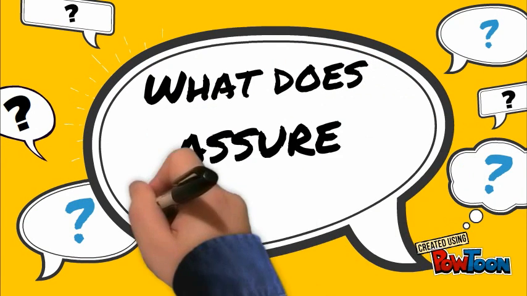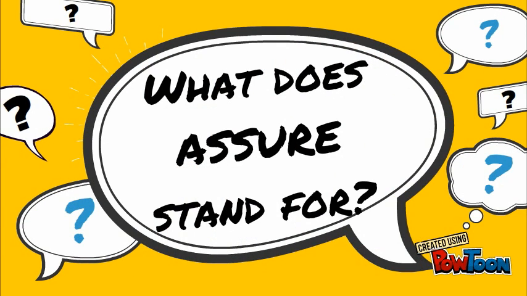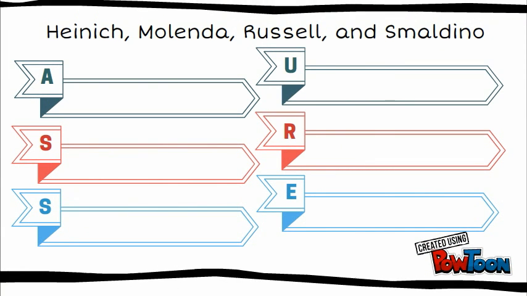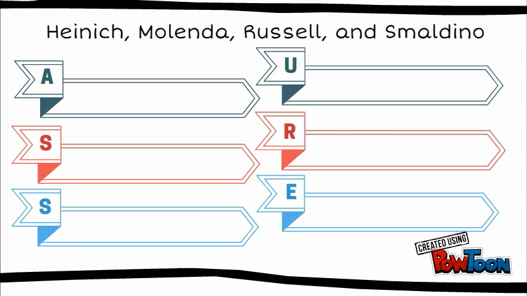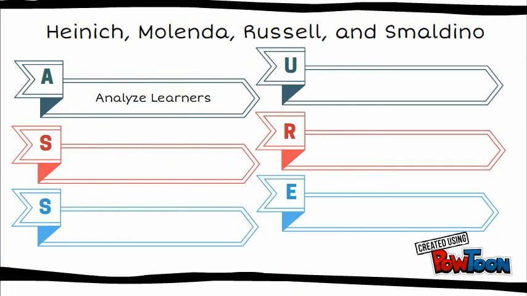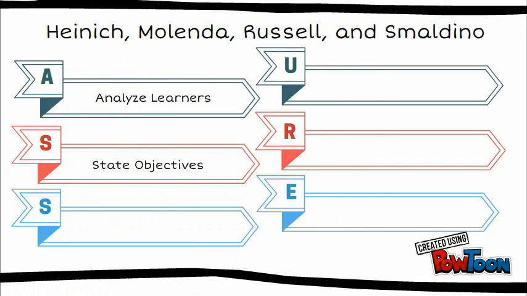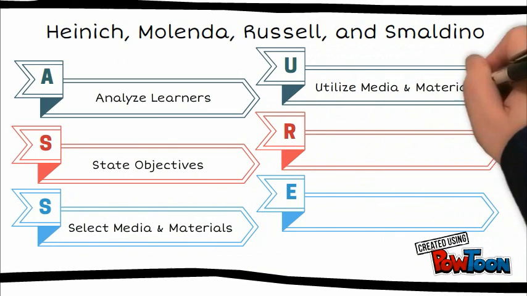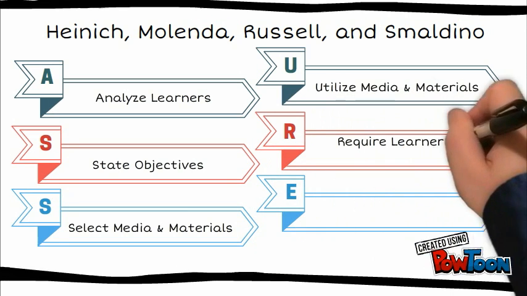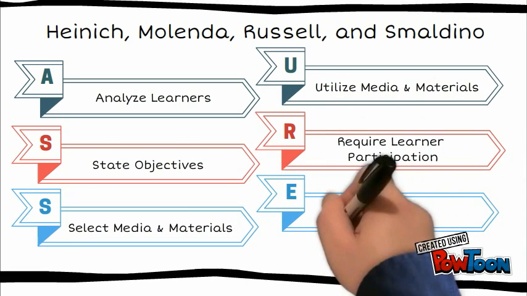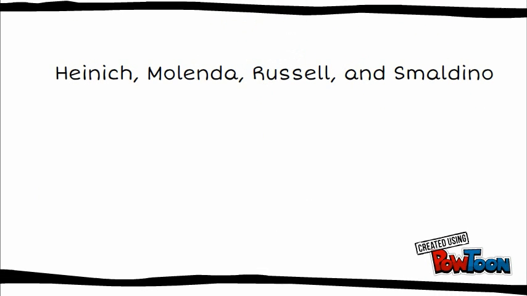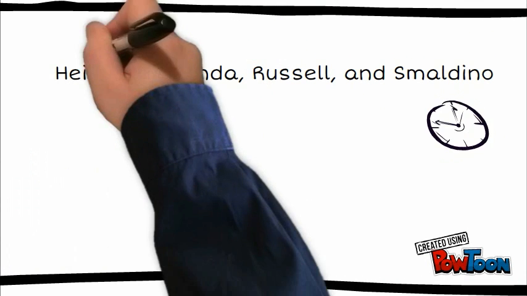So what does the acronym ASSURE stand for? Each letter in the ASSURE model stands for a different step in the design process. A. Analyze learners. S. State objectives. S. Select media and materials. U. Utilize media and materials. R. Require learner participation. And E. Evaluate and revise.